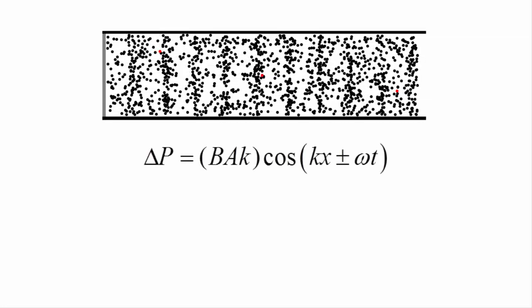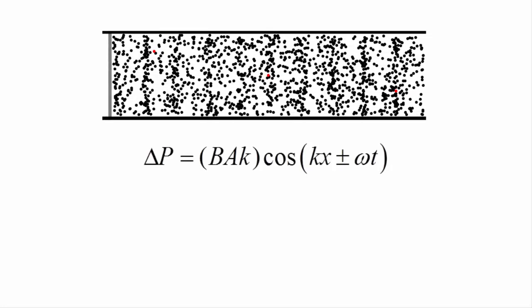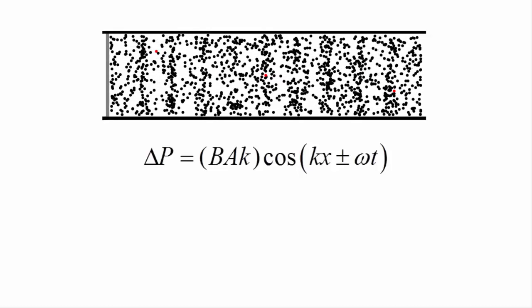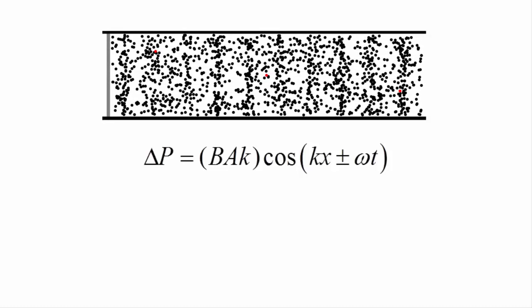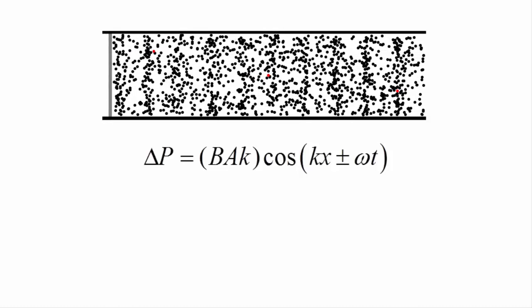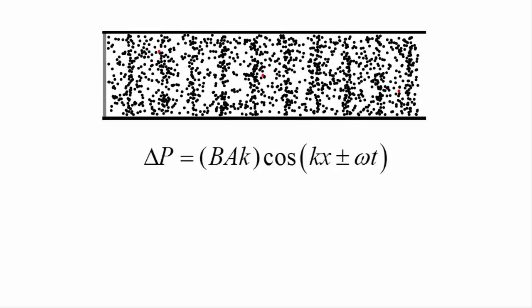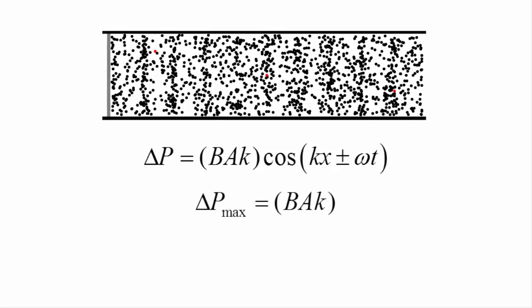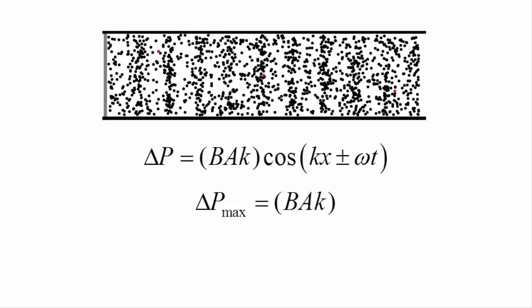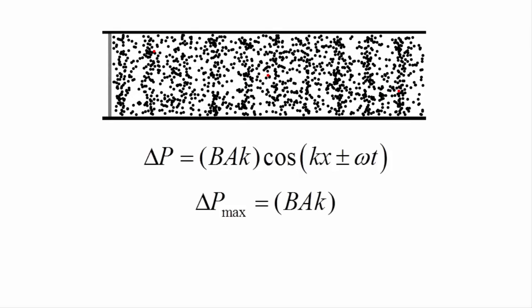When the vibrations are periodic, it also produces a periodic variation in the pressure, which is given by the change in the pressure being equal to the product of the bulk modulus, the displacement amplitude, and the wave number, multiplied by the cosine of the wave number with displacement and angular frequency with time. The maximum pressure change is equal to the amplitude of the pressure wave, which is the product of the bulk modulus, the displacement amplitude, and the wave number.